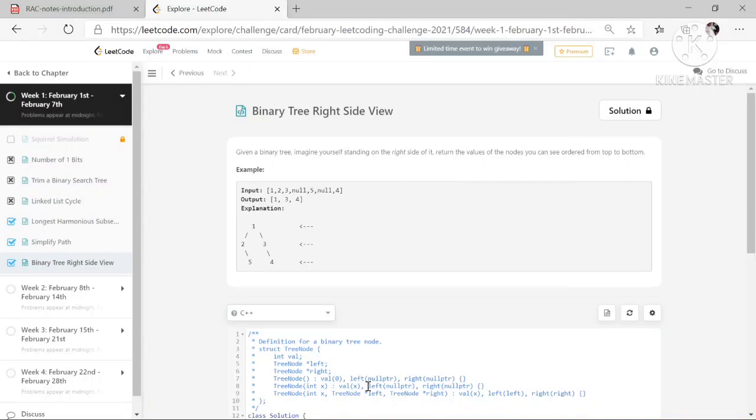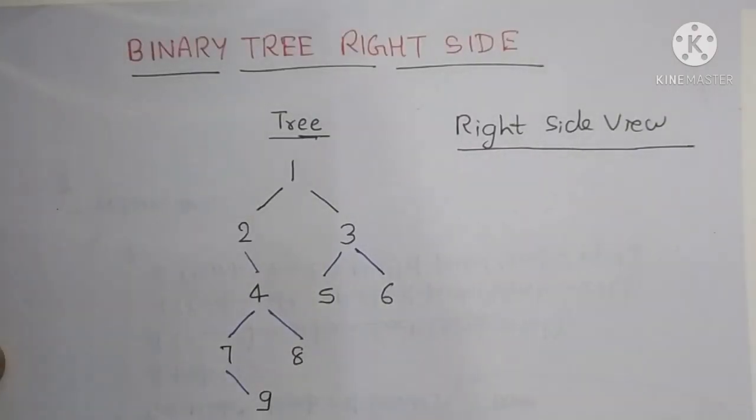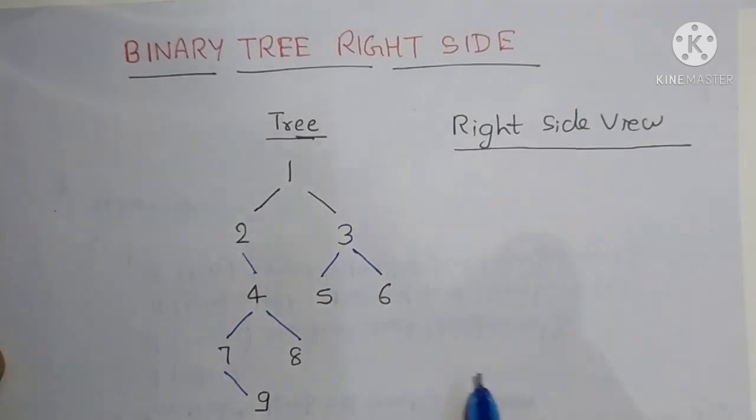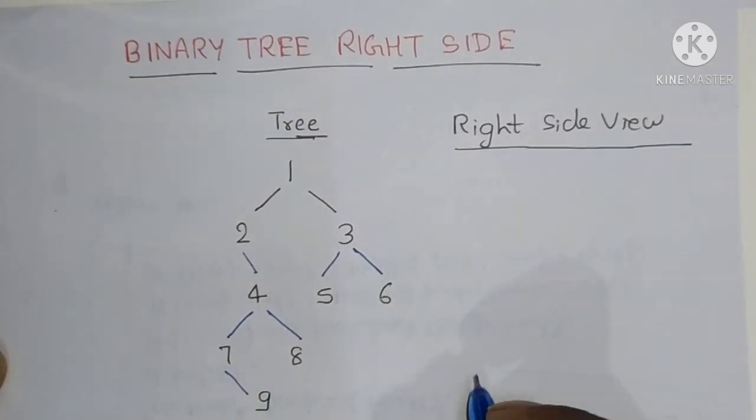Hello friends, as you can see, the day 6 problem of the February challenge is binary tree right side view. So let's see what the right side view of a binary tree is. First of all, let's see with the help of an example what the meaning of this right side view is.